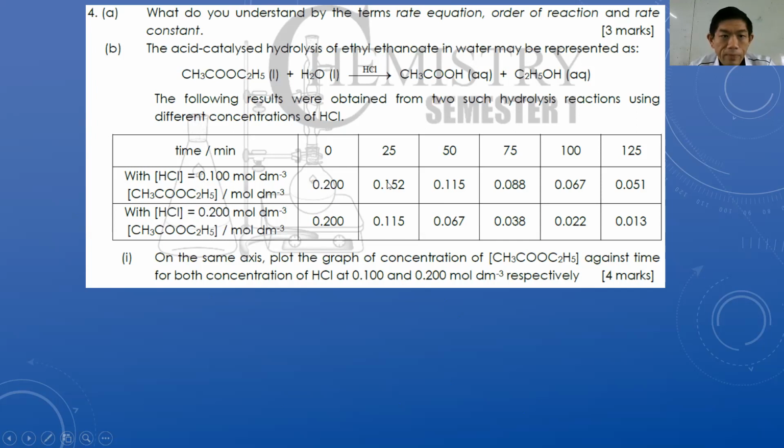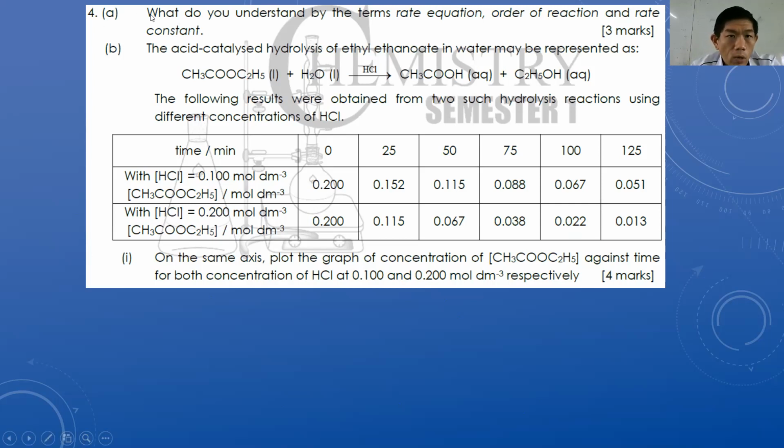So this is a graph. And then this is the graph of concentration of CH3COOC2H5 and the concentration of the acid used in here. So the acid in here actually serves as the catalyst. So where you get 0.200. So this is the graph of the concentration. So question number 1 will ask you like this: on the same axis, plot the graph of concentration of CH3COOC2H5 against time for both HCl 0.100 and 0.200 mole per decimeter cube respectively.